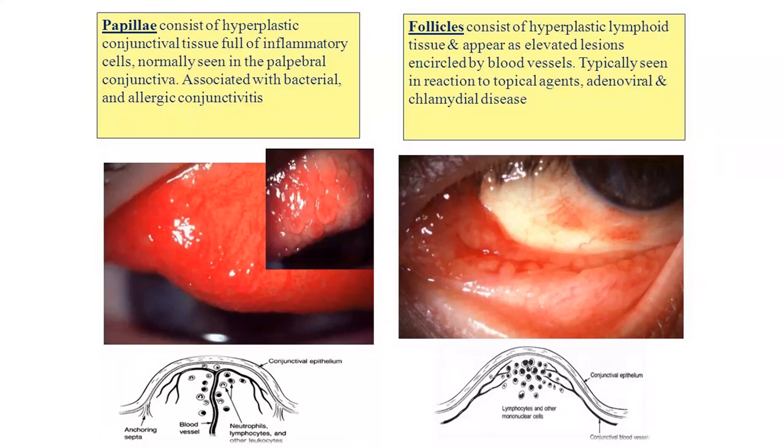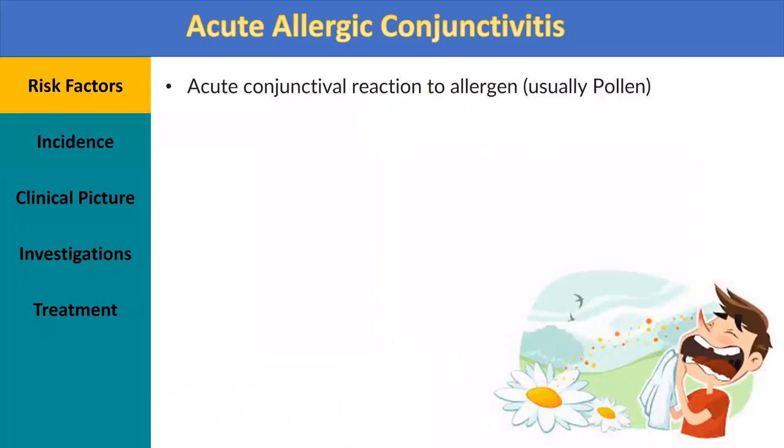Now we are going to discuss the diseases that cause papillary conjunctivitis and the diseases that cause follicular conjunctivitis. Starting with papillary conjunctivitis, we will cover the allergic conjunctivitis, bacterial conjunctivitis and infectious conjunctivitis. Starting with the allergic, the first disease is called acute allergic conjunctivitis. What is acute allergic conjunctivitis?